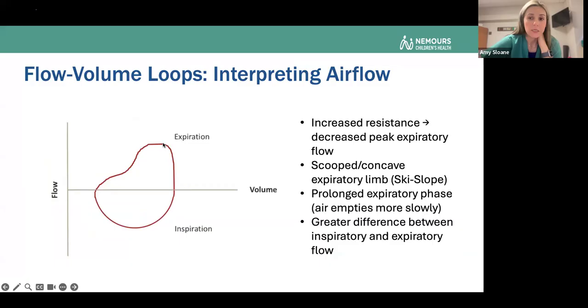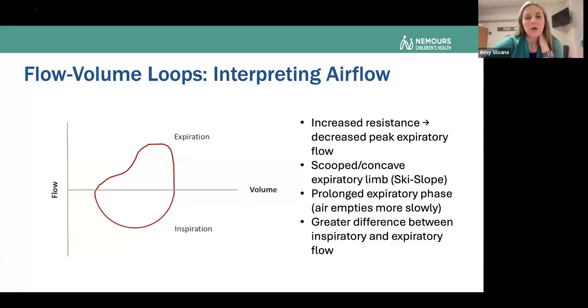As resistance increases, airflow becomes limited, because we said that resistance is essentially how easy or hard it is to move air. So what happens when there's increased resistance is that during expiration, flow becomes limited, creating that classic scooped or ski slope appearance. This reflects impaired expiratory flow due to the increased airway resistance, and in the expiratory phase, the air is going to empty more slowly out of your airway. We commonly see this in conditions like BPD, where there's airway narrowing from inflammation or from bronchospasm, and also potentially dynamic airway collapse. So there's uneven and prolonged emptying.